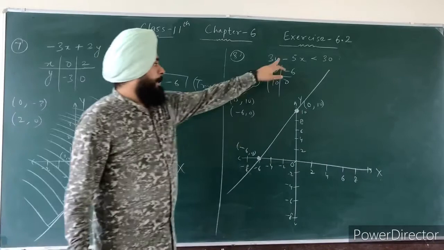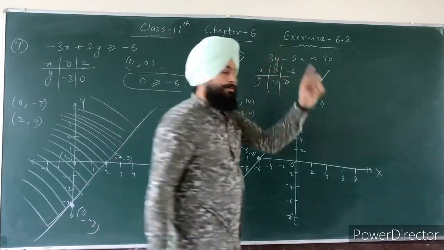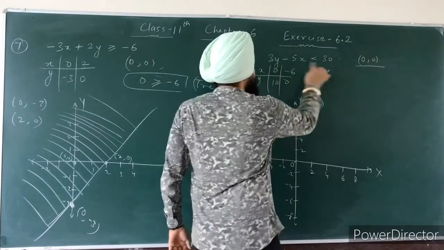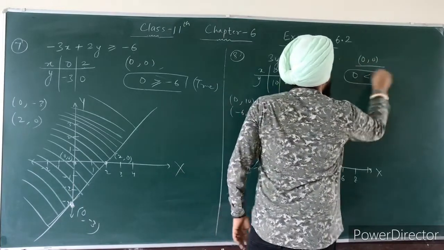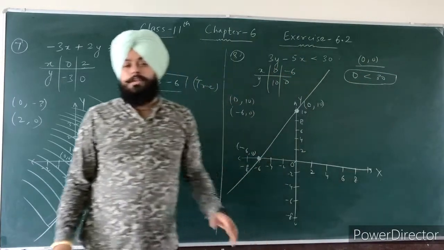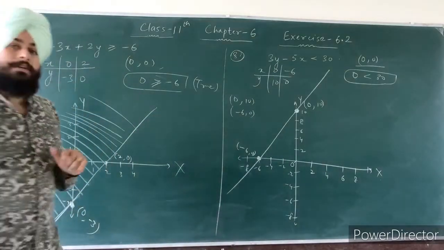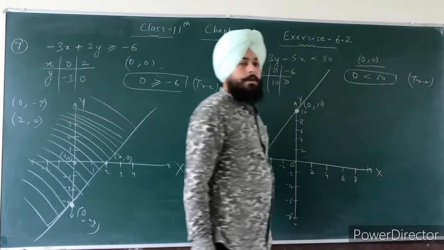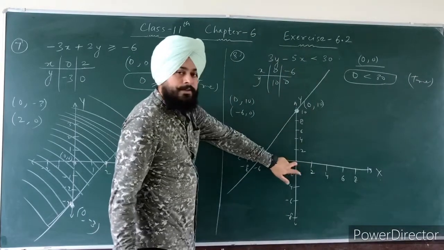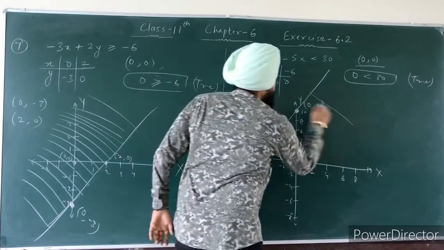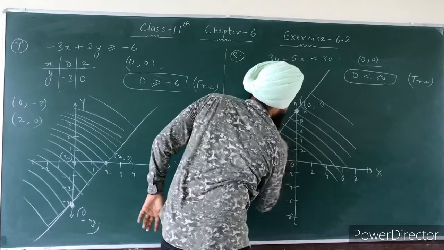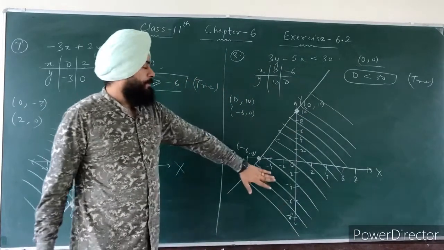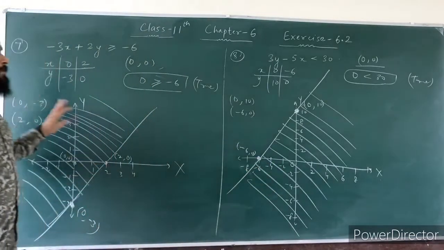Now you can put the value of y and x both 0. So when x and y are 0, then what is this inequality? So it is 0 is less than 30. So 0 is less than 30. It is true or false? It is true. Now you can include this point 0, 0 in the shaded region. Alright, so this is your question number 7 and question number 8.